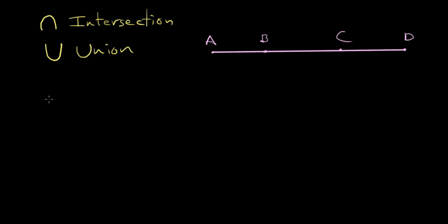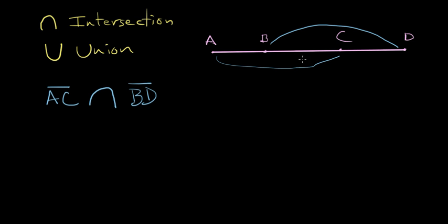Well, the intersection of AC, segment AC is right here, and BD, the intersection of AC and BD would be right here, BC. So BC is the intersection of AC and BD.